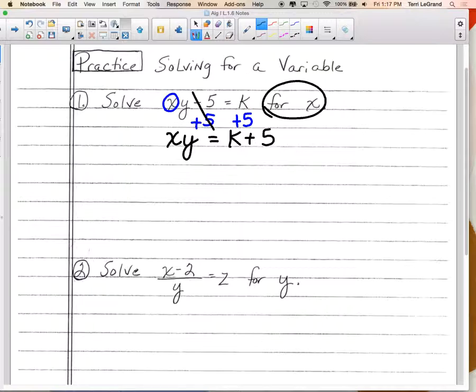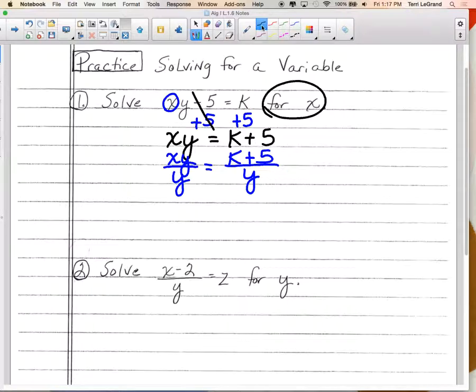Divide by y, yeah, divide by y, because x is being multiplied by y, and I'm going to suggest you write it like I am. Don't just stick your fraction bar there right away, because you're going to be confused when you look at this and try to make sense of it later. That's one way we could do it.